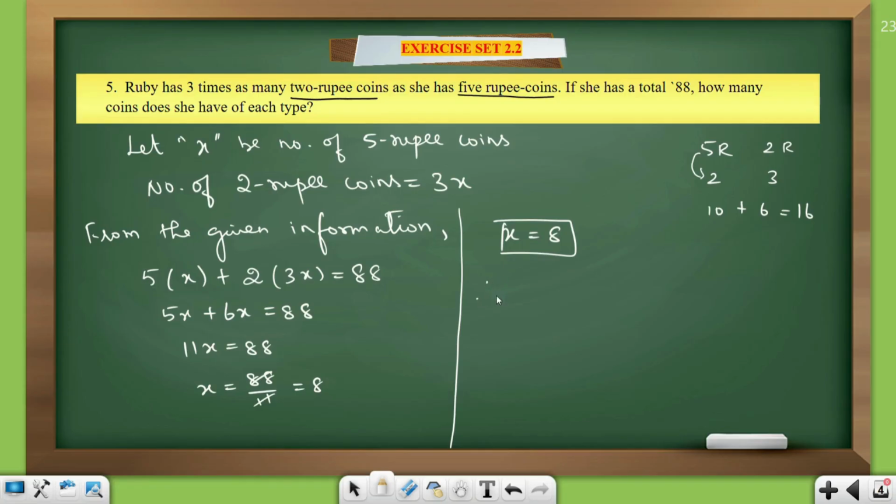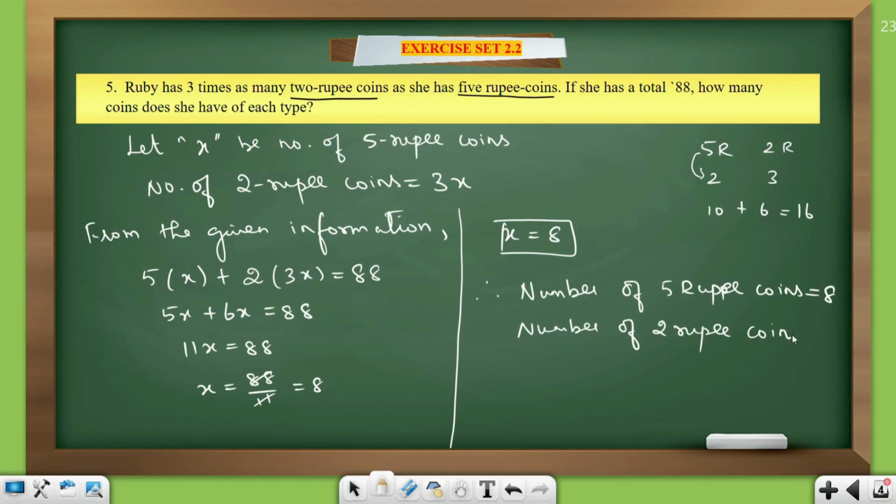Therefore, the number of 5 rupee coins is equal to 8. Similarly, to find the number of 2 rupee coins, you know the value. The number of 2 rupee coins is 3 into x, right? And the value of x here is 8. So 3 into 8 is 24. So the number of 2 rupee coins is 24 here.